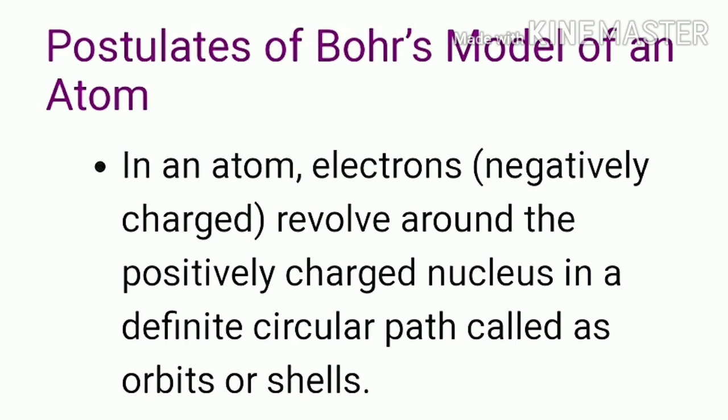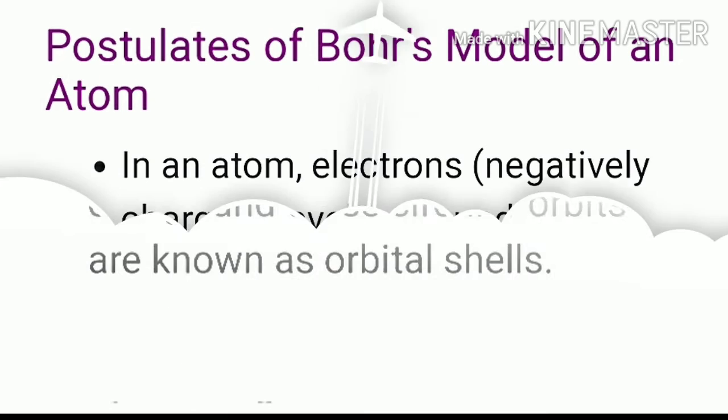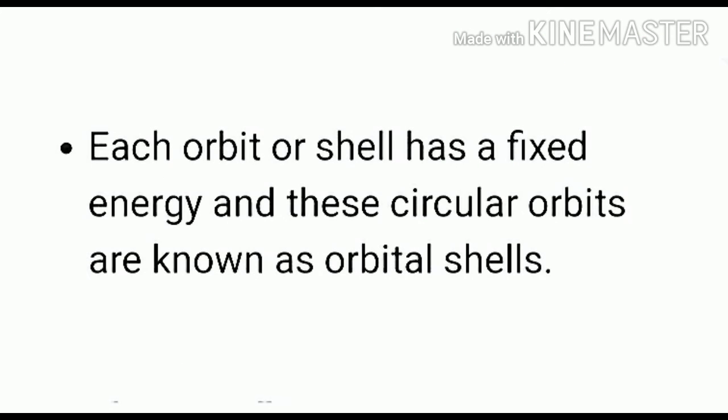Postulates of Bohr's model of an atom. In an atom, electrons, which are negatively charged, revolve around the positively charged nucleus in a definite circular path called orbits or shells. Each orbit or shell has a fixed energy, and these circular orbits are known as orbital shells.